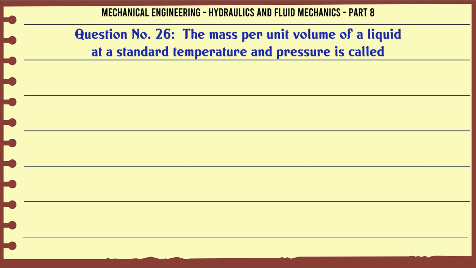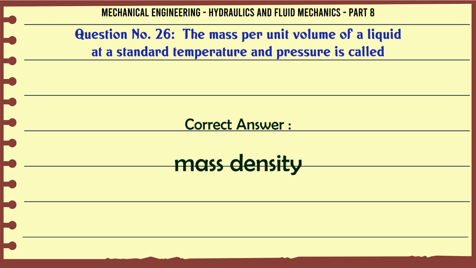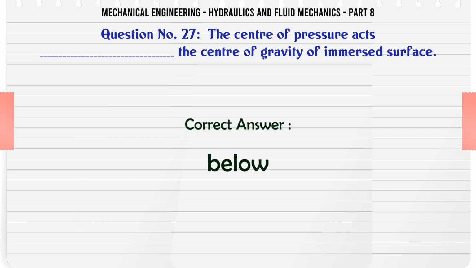The mass per unit volume of a liquid at a standard temperature and pressure is called A. specific weight, B. mass density, C. specific gravity, D. none of these. The correct answer is mass density. The center of pressure acts the center of gravity of immersed surface. A. at, B. above, C. below, D. The correct answer is below.